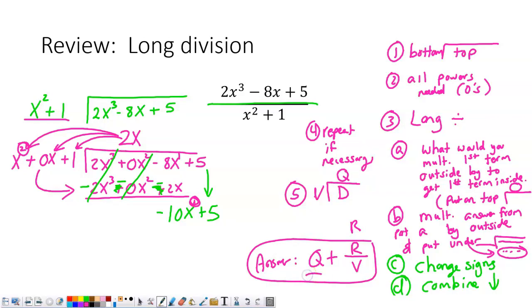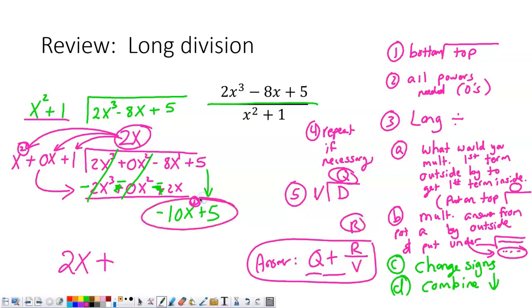You have your quotient, which is the number on top of the bracket. So for me, that's 2x. And then we have plus the remainder. That's the part that is down here at the bottom. So for me, it's negative 10x plus 5. And then we have the divisor on the bottom here, and that's the one outside the bracket. So it's going to be x squared plus 1.